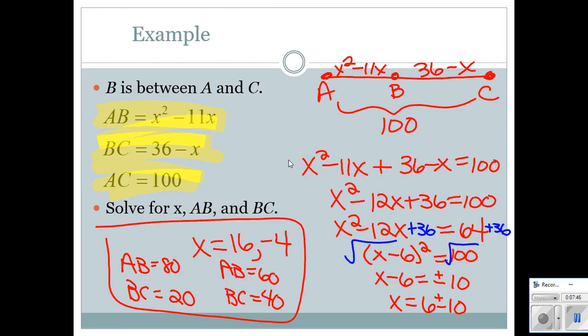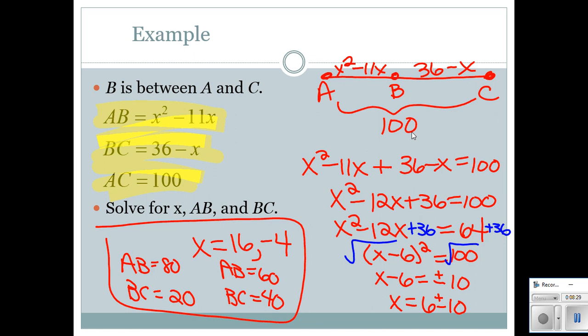So let's look at the next example. I need you to draw a line segment here too. So here you have B is between A, C. So I want you to write and draw the line here. AB is x squared minus 11x. BC is 36 minus x. AC is 100. I want you to draw this line segment. And then I want you to write A, C, and then B in the middle. And then you're going to write x squared minus 11x for AB, 36 minus x for BC. From A to C is 100.